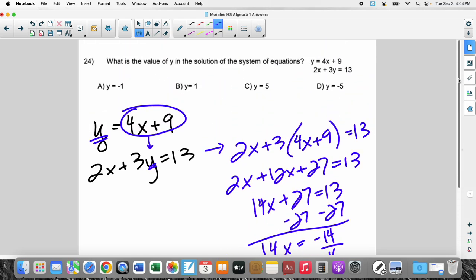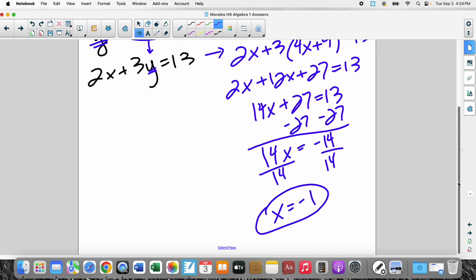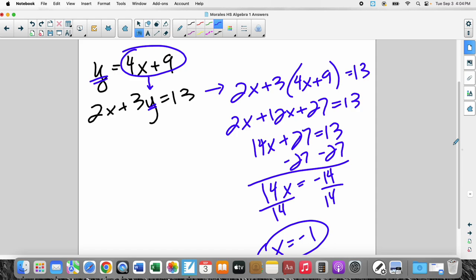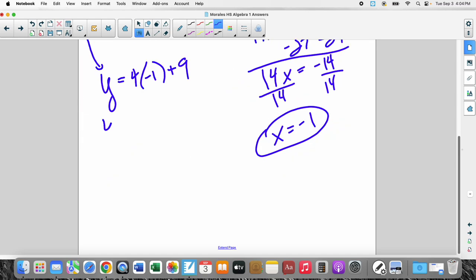It's not asking for the x. What is the y value? So I can take either of these equations. I'm going to take this one because I want to know what my y is. And I'm going to plug it in when x equals negative 1. So that's negative 4 plus 9, y equals 5.